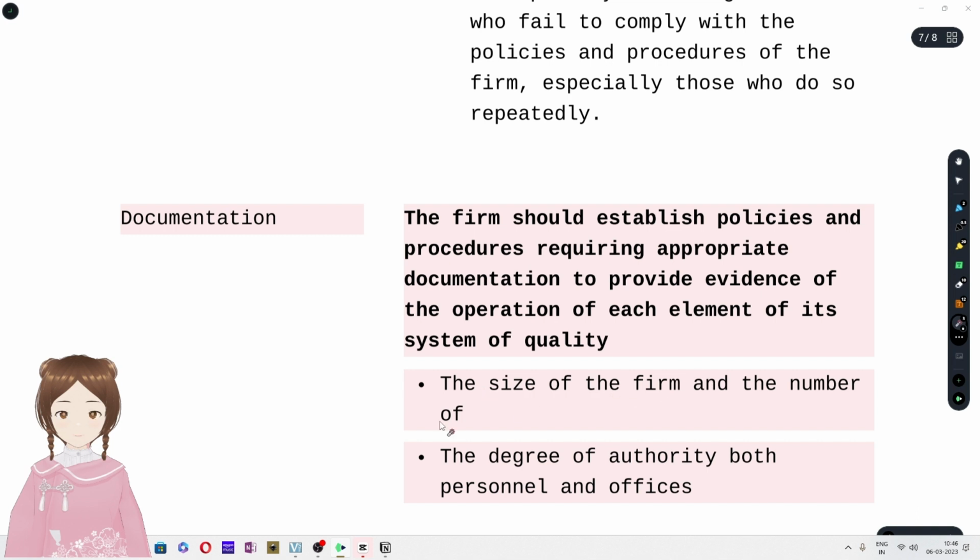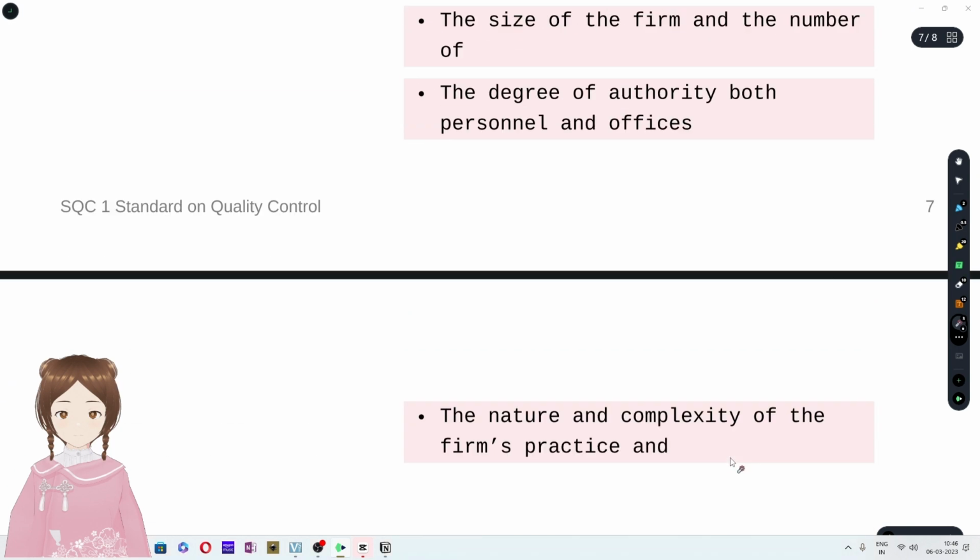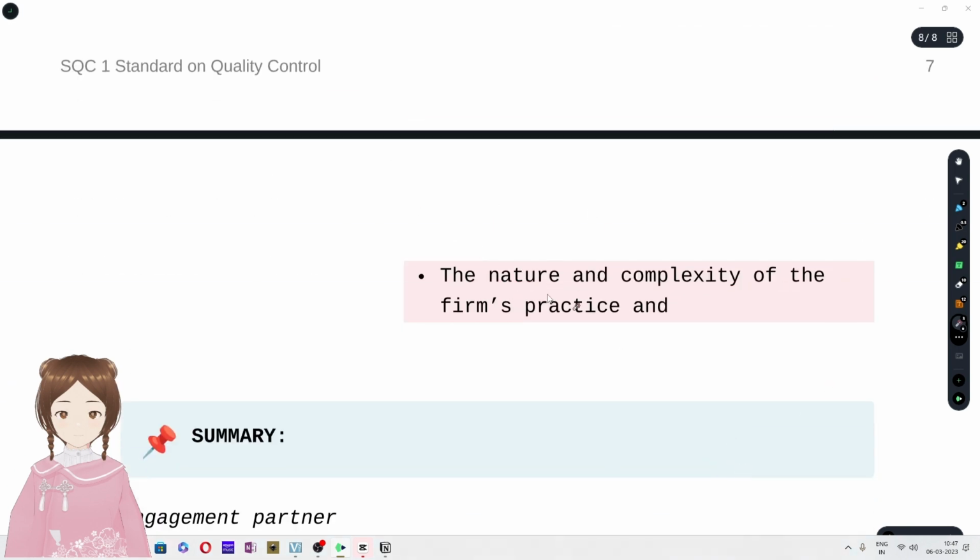First, we have to tell about the size of the firm and the number of offices, the degree of authority for both the personnel and the offices, and the nature and complexity of the firm's practice and organization.